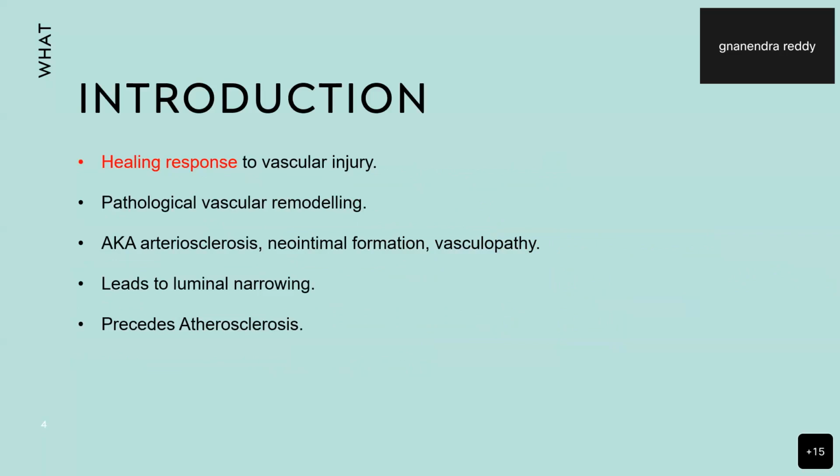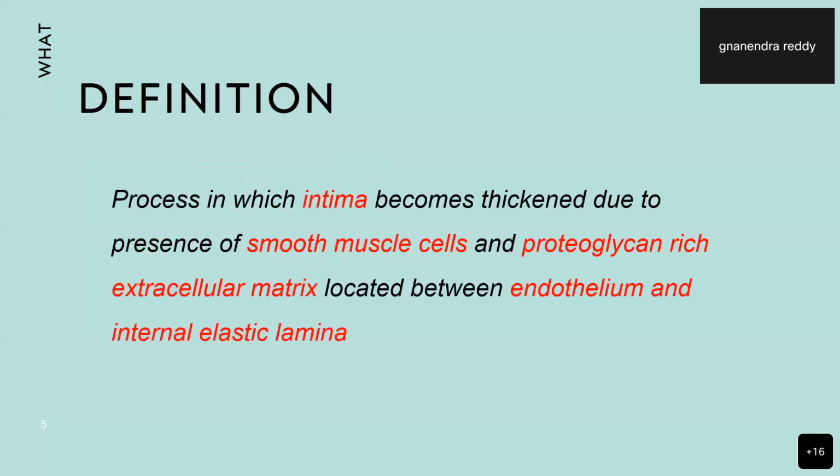So to start with, speaking in simpler terms, intimal hyperplasia is basically a healing response to vascular injury. It is a type of pathological vascular remodeling which leads to luminal narrowing. It is also known as arteriosclerosis, neointimal formation, and vasculopathy. It is also a predecessor for atherosclerosis. It is defined as a process in which the intima becomes thickened due to the presence of smooth muscle cells and the proteoglycan-rich extracellular matrix located between the endothelium and internal elastic lamina.